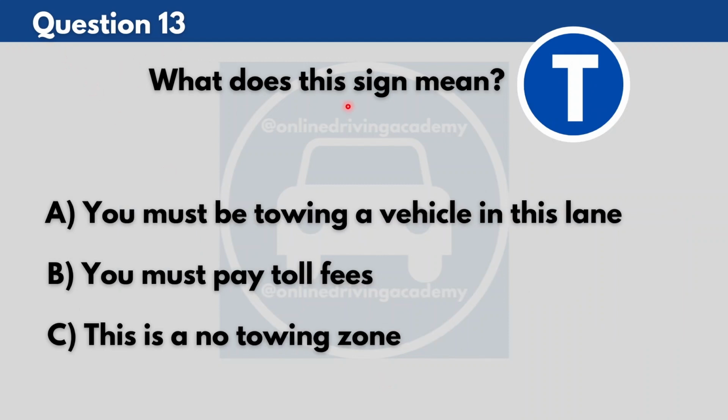Question 13. What does this sign mean? Now we can see a capital letter T within a blue background and a white border. So is it A? You must be towing a vehicle in this lane. Is it option B? You must pay toll fees. Or is it option C? This is a no towing zone. Correct answer will be option B.